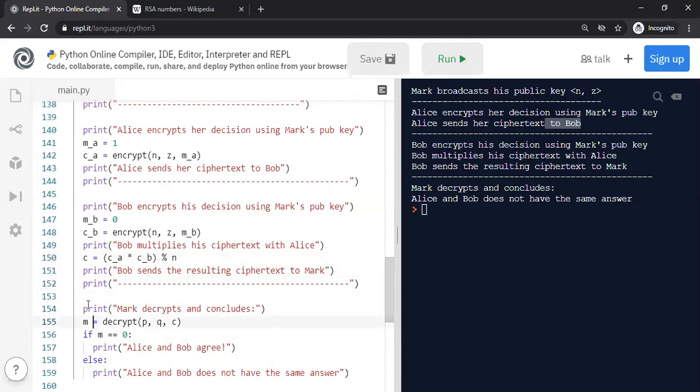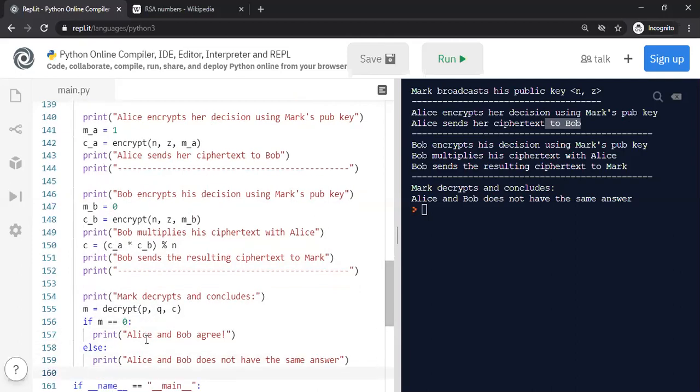All Mark does is decrypt, right, using the private keys that he owns. And if the answer turned out to be 0, that means they both agree, otherwise 0 won't come, right? Remember, you're adding two numbers and you're doing mod 2. Essentially, that's what's happening in this crypto system. If they both have 1 and 1, when you add, you get 0 because of mod 2. Okay. If they disagree, then they will have a different answer.